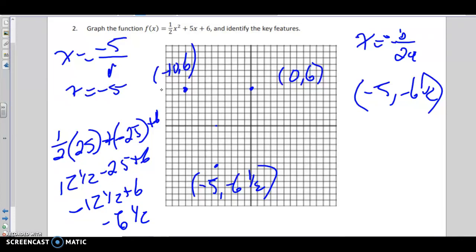And then when I sketch it in, I have my parabola. Now, if it specifically asks for the x-intercepts, I'm going to want to either factor, complete the square, or use the quadratic formula on this to get the exact x-intercepts.